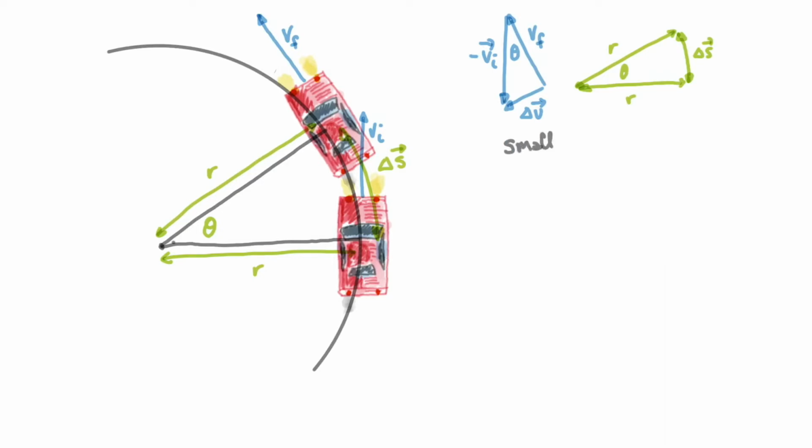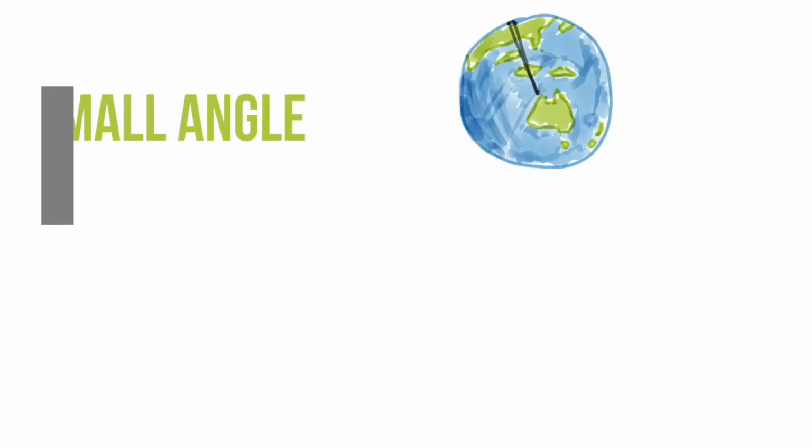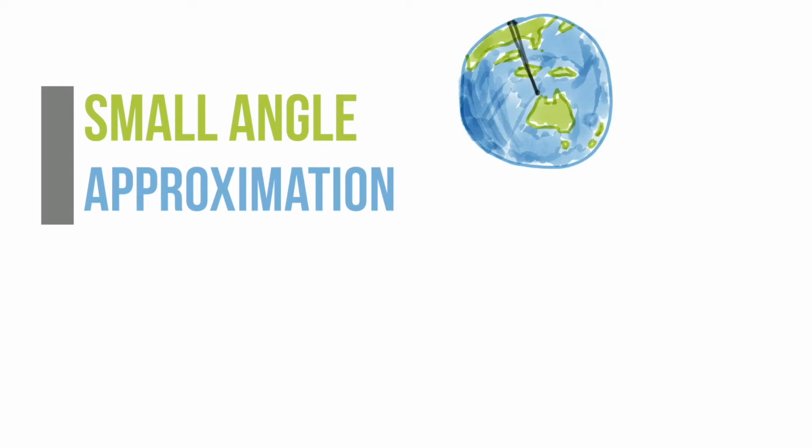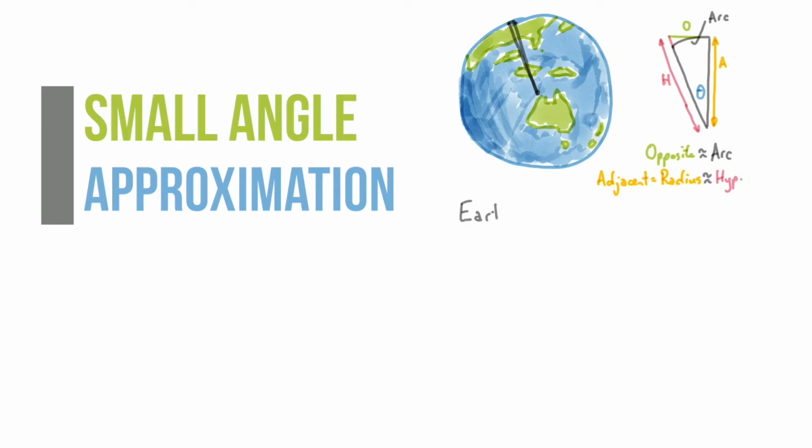Okay, now for this we've got an arc there for delta s and a line there for delta v, but to equate this we need a small angle approximation. So what is a small angle approximation? Well, I'm going to explain this in quite a unique way. First of all, we're going to look at the Earth and take a tiny little fragment. As you can see there, if that angle theta is really small, the opposite side of that triangle almost equals the arc, and the adjacent side is almost equal to the radius, and is almost equal to the hypotenuse.